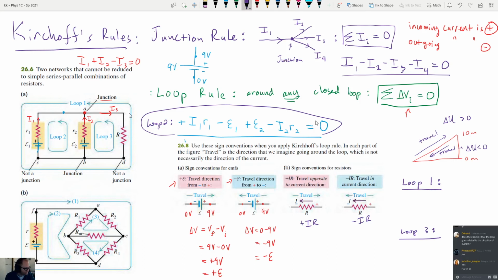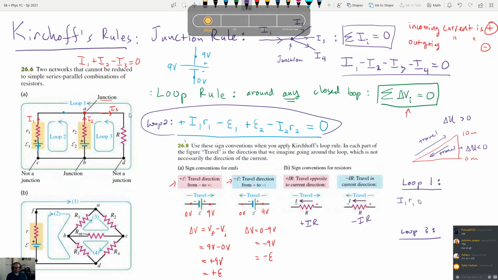Okay, was that enough time? What do y'all get for loop 1? I got I1 R1 minus E1 plus I3 R equals 0. You say minus E1? Mm-hmm. And then plus I3 R equals 0.